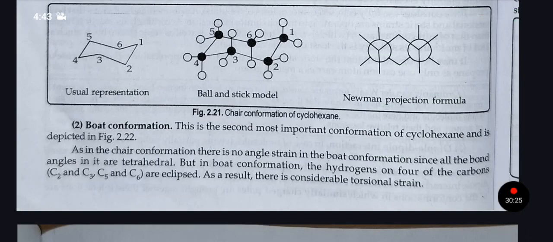Second, boat conformation. This is the second most important conformation of cyclohexane and is depicted in figure 2.22. As in chair conformation, there is no angle strain in the boat conformation since all the bond angles in it are tetrahedral, but in boat conformation, the hydrogens on four of the carbons, C2, C3, C5 and C6, are eclipsed. As a result, there is a considerable torsional strain. This figure shows the boat conformation of cyclohexane.